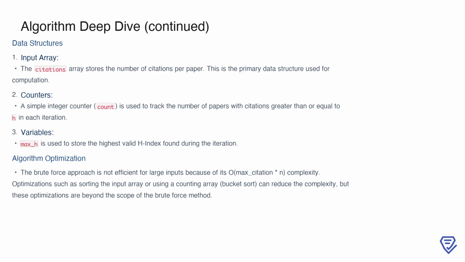Optimizations such as sorting the array or using a bucket sort can be applied to reduce the complexity. For example, sorting the array allows us to determine the h-index in O(n log n) time by leveraging the sorted order of citations.